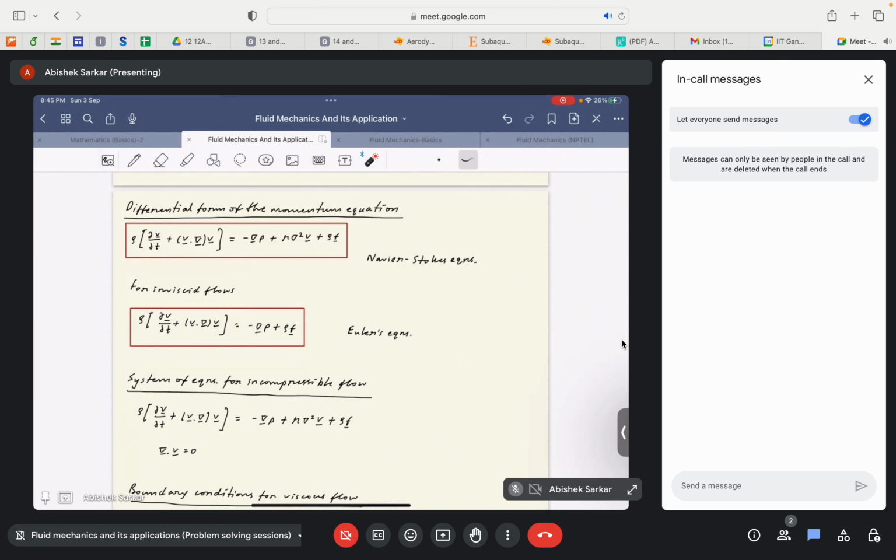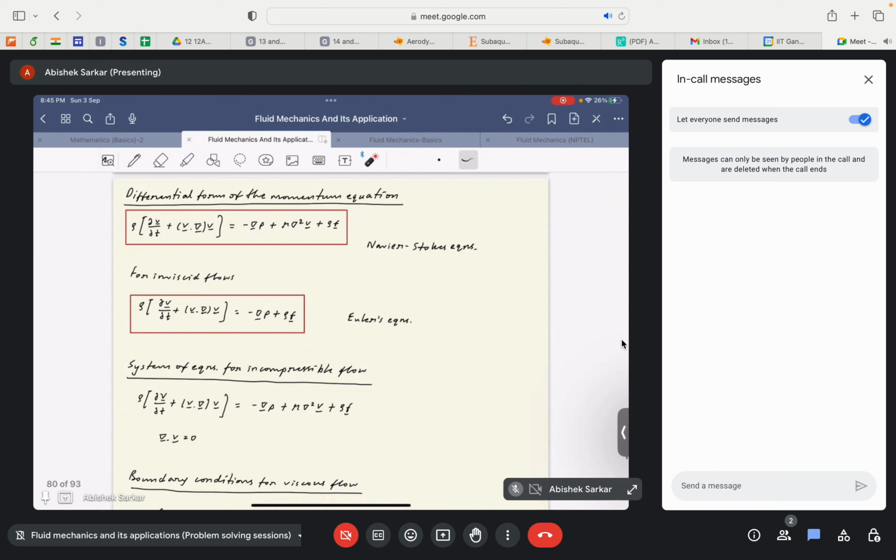There it is mentioned that this vectorial form of the linear momentum equation for a Newtonian fluid is known as the Navier-Stokes equation. Again, this equation, I must say, is the cornerstone, or in simple words, the fundamental governing equation for all the fluid flow that we generally see in our day-to-day life.